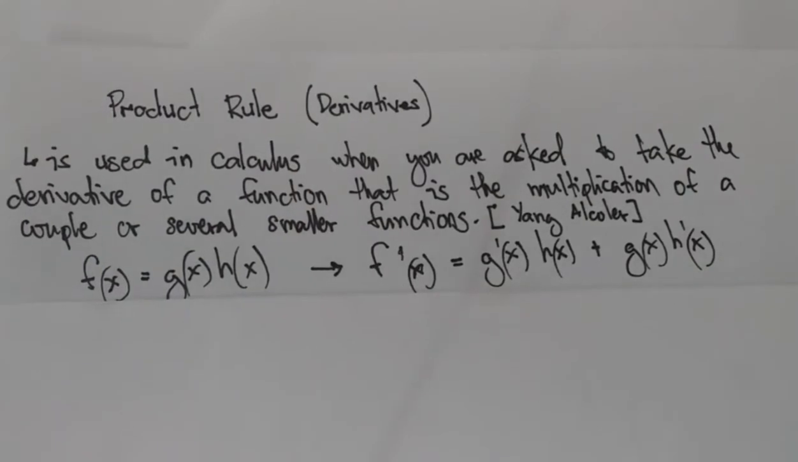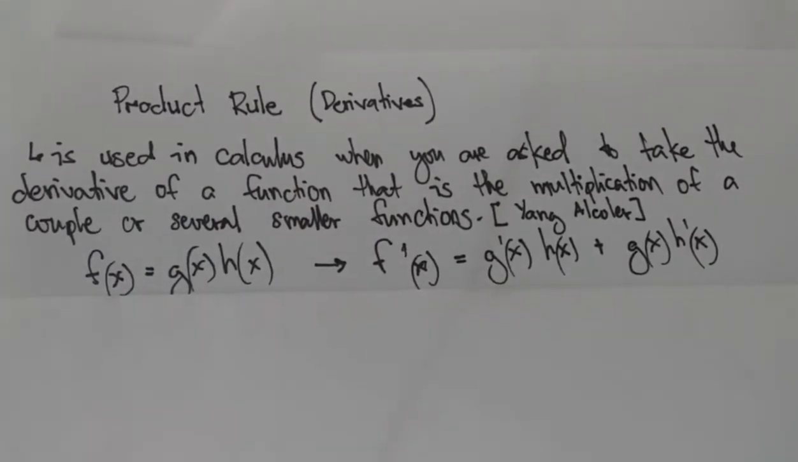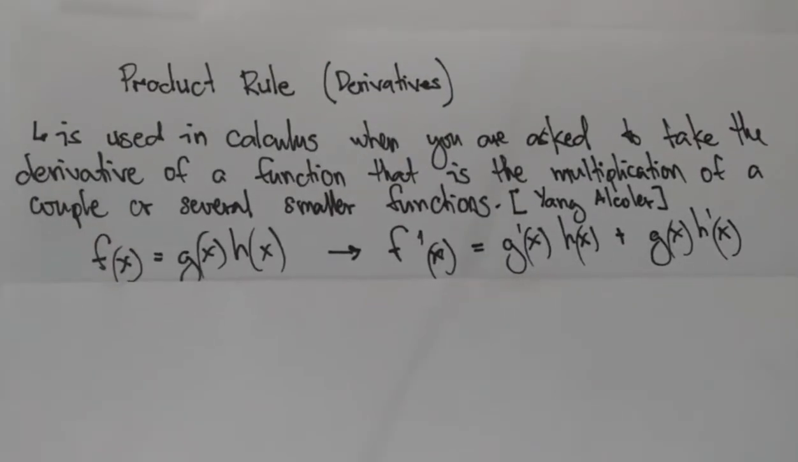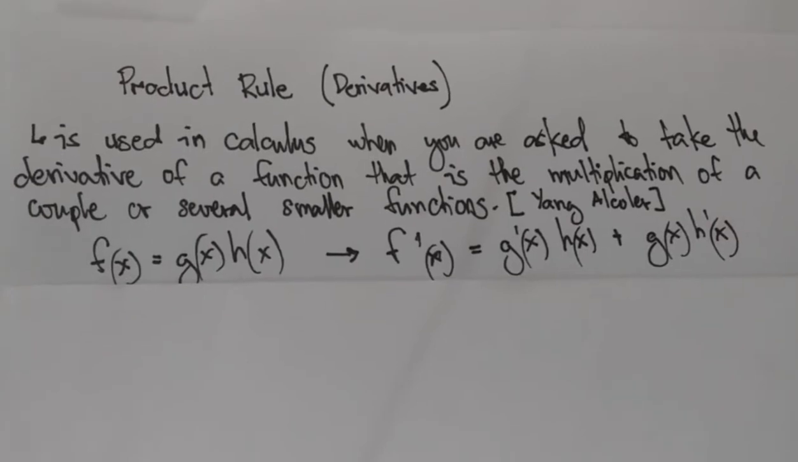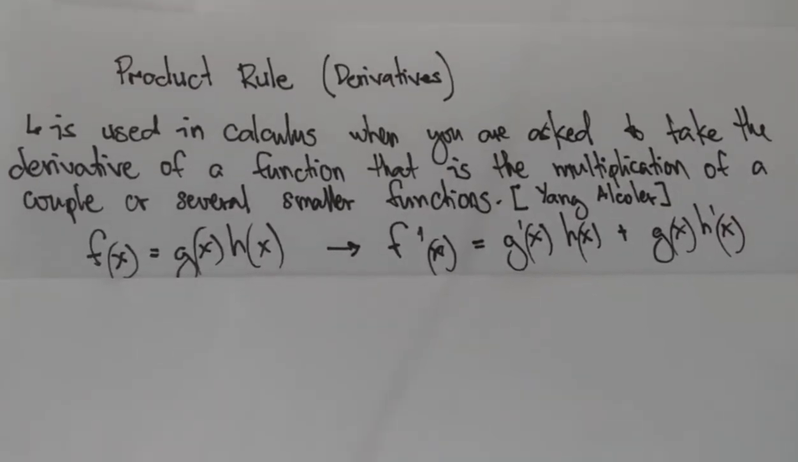So, when to use the product rule? As stated earlier, the product rule can be used when a function f of x is written in multiplication form. An example of that is we have g of x times h of x, where g of x and h of x are two smaller functions than f of x.